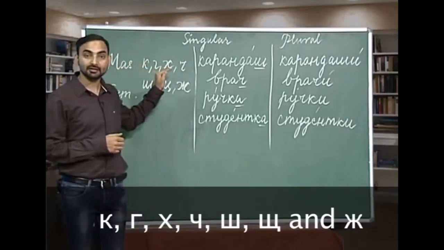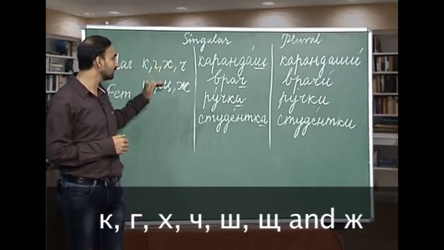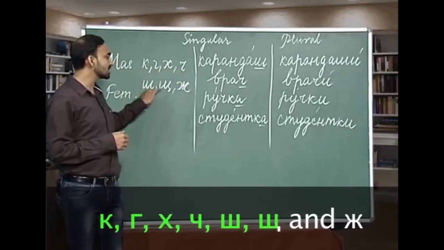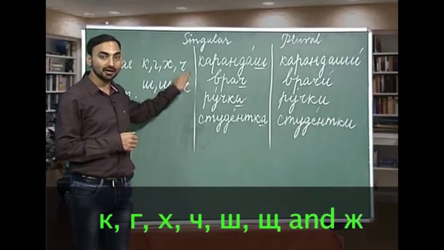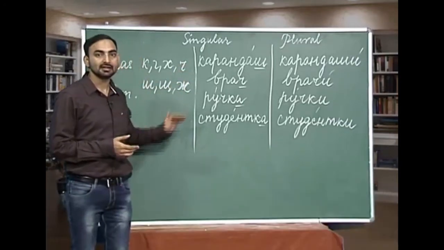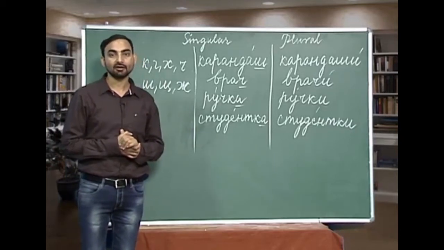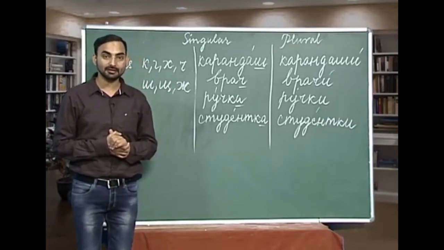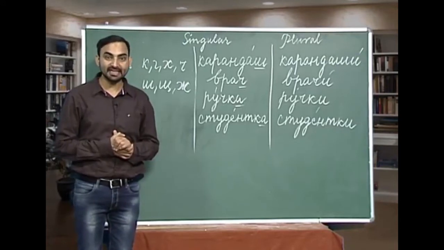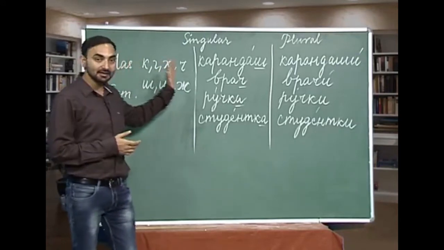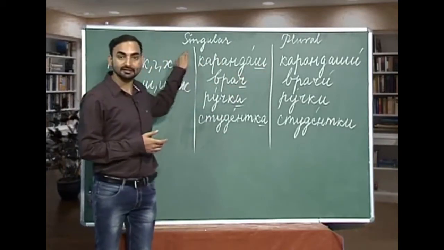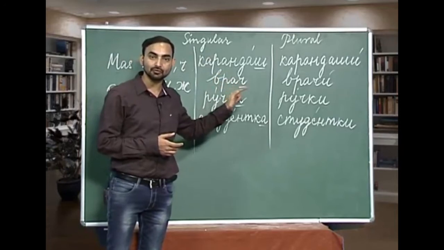Which are those 7 consonants? We have done it earlier also. K, G, H, Ch, Sh, Shch and Zh. And we have also done that after these 7 consonants, the hard vowel Y is not used. So, what do we use in place of Y? We use I, the soft I. So, while making plural of the nouns with these 7 consonants at the end, we follow the same rule.